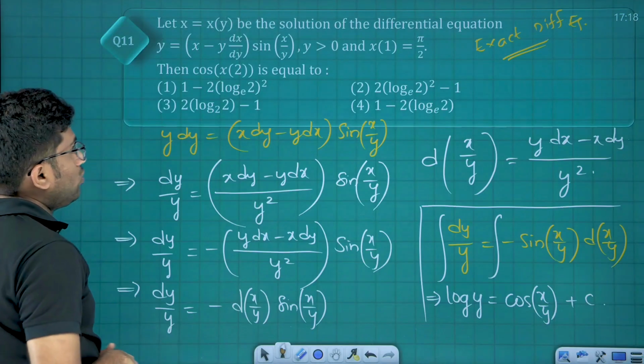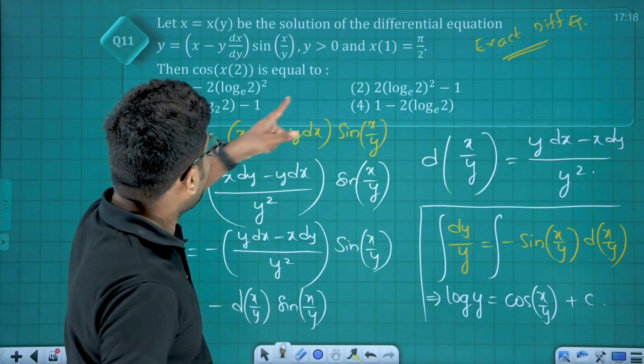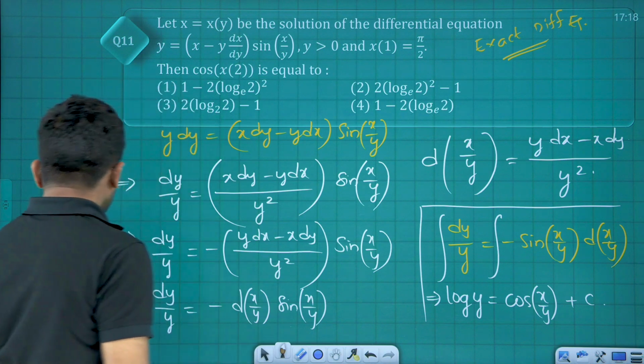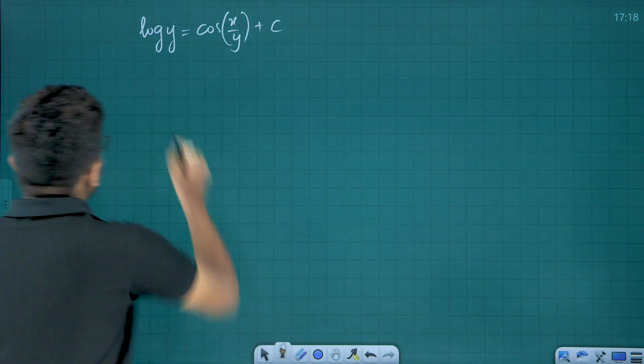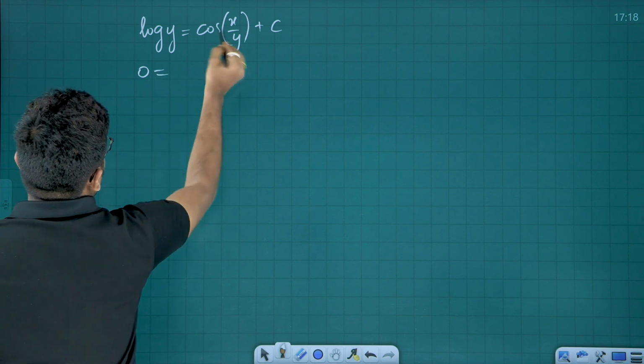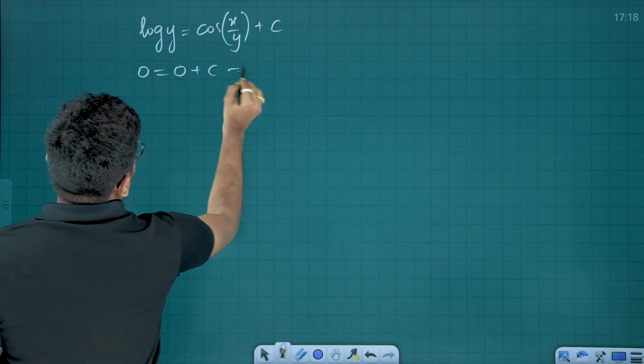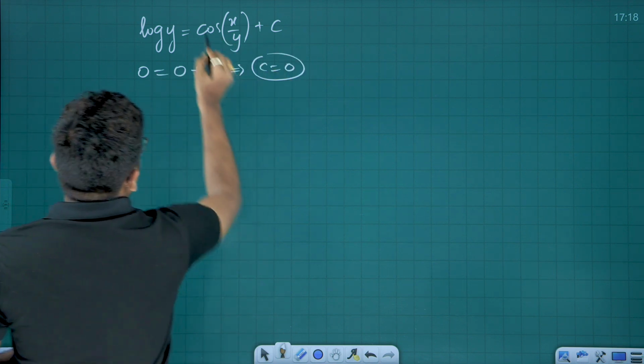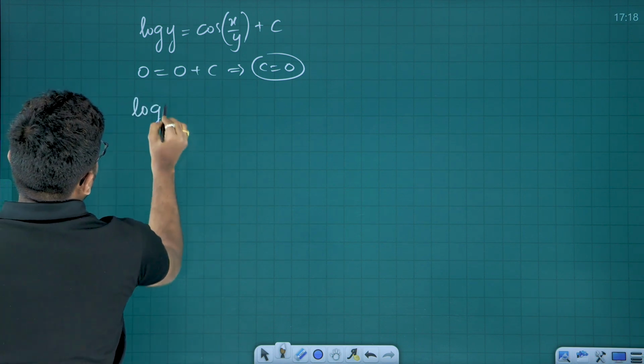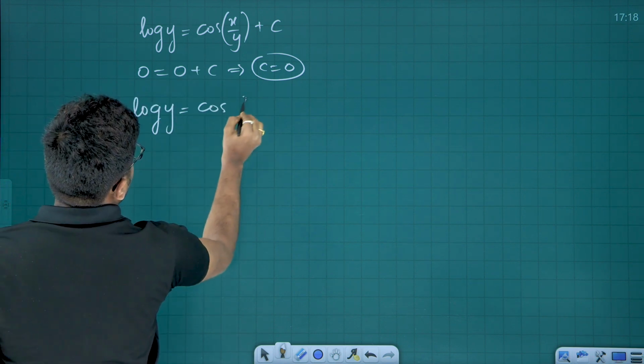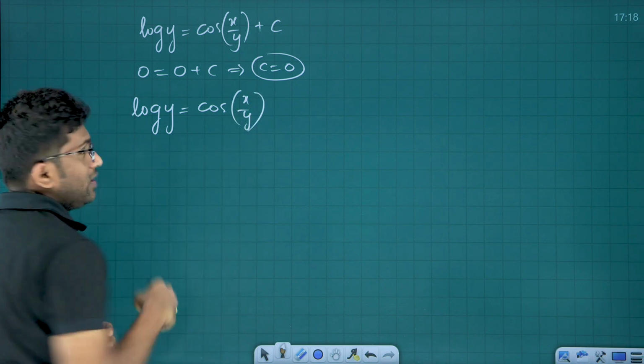Now how do we get c? For that they have given x of 1 is equal to pi by 2. So when y is 1, x is pi by 2. log 1 means 0 is equal to cos pi by 2, again 0, plus c. From here we get c is equal to 0. Therefore the differential equation is log y is equal to cos of x by y.